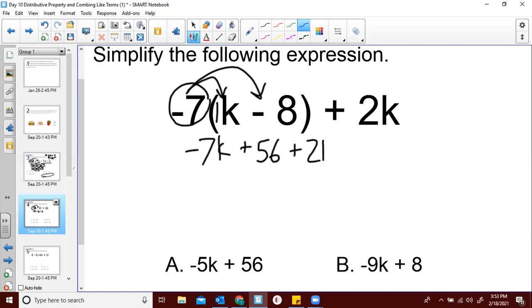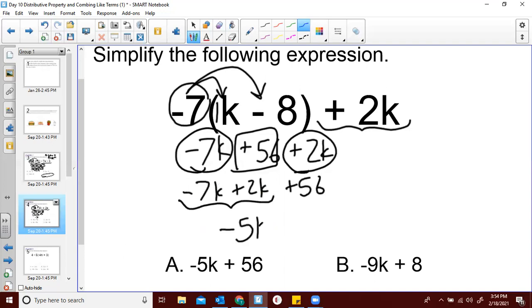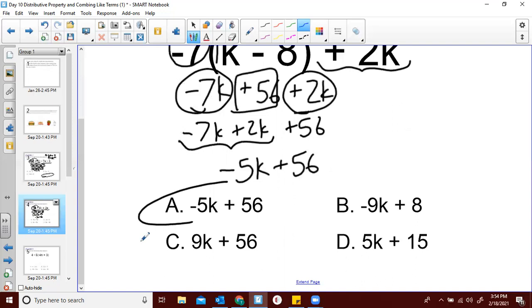All right, and let's bring down what we didn't use. So again, I'm going to combine like terms. This is my k team, and then I have my constant team. This guy's just by himself. He's a little bit of a loner. No big deal. That makes our work a lot easier. So here I just have one little math problem. Negative 7 plus 2 gives me a negative 5. Don't forget about your k. And then bring down what we didn't use, which is our 56. And then you can see that our answer is going to be A.